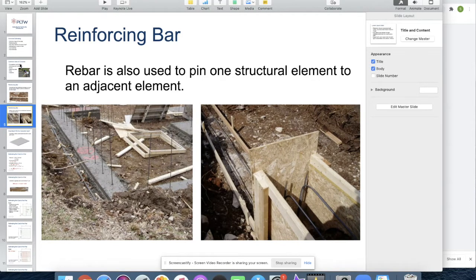All right, so here's another picture of reinforcement bar. The picture on the left is a footer. It's got steel rod reinforcement bar coming out of it, so when they pour the next layer of concrete on top of it, they'll be able to connect those two separate pieces of concrete. In the right picture, we see some reinforcement bar inside that OSB form, so the concrete can get poured inside and really wrap around and set up around that reinforcement bar.